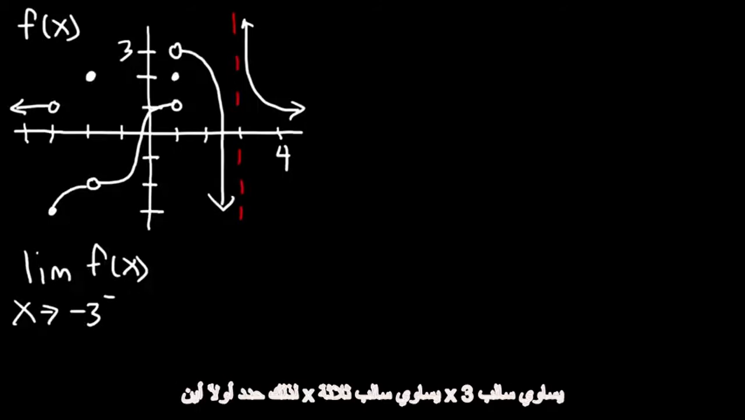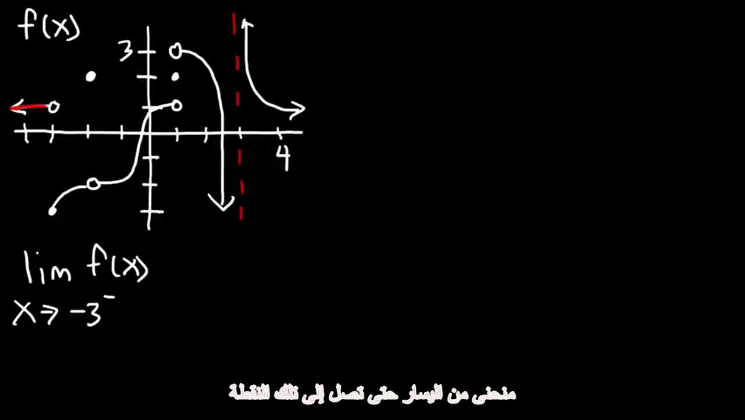Now let's talk about how to evaluate limits graphically. Let's say we want to calculate the limit as x approaches negative 3 from the left side. And let's say this graph represents the function f of x. So what can we do? To evaluate the limit, you're looking for the y value. First identify where x is negative 3. x is negative 3 anywhere along that vertical line.